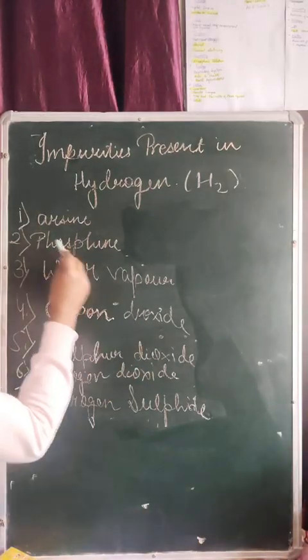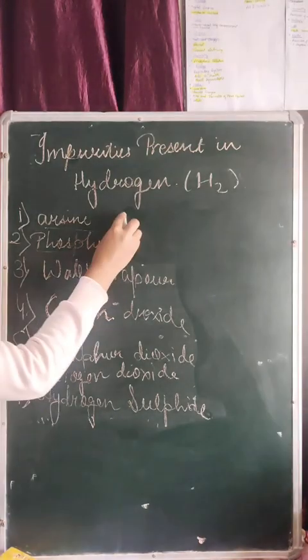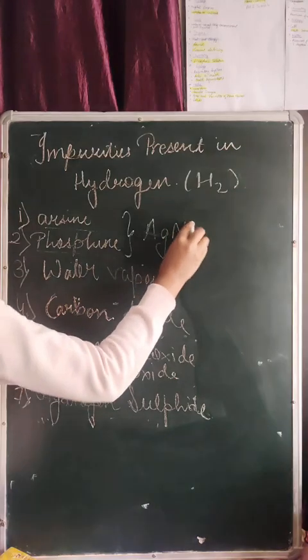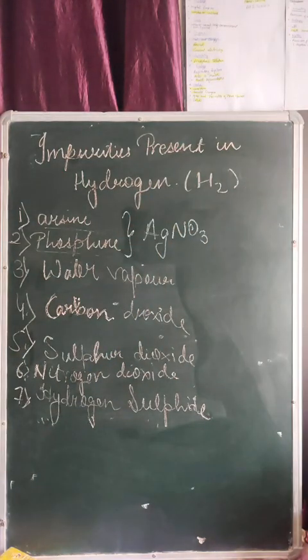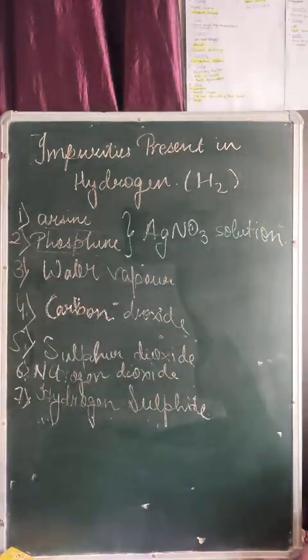First, the arsine and phosphine, these two can be removed from the same solution, that is silver nitrate solution. The impurities are removed only when dissolved, when put in any solution, meaning the process of dissolution takes place. Then we have water vapor. Now water vapor is a form of water, meaning liquid. So it cannot be directly removed because hydrogen goes very well with water.